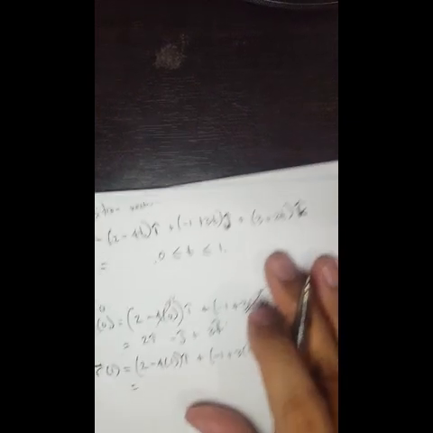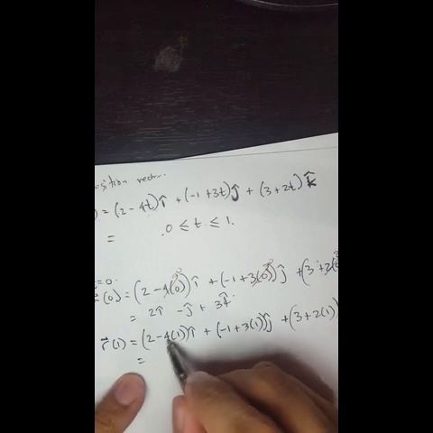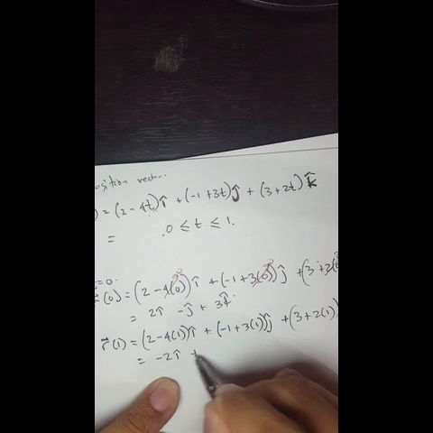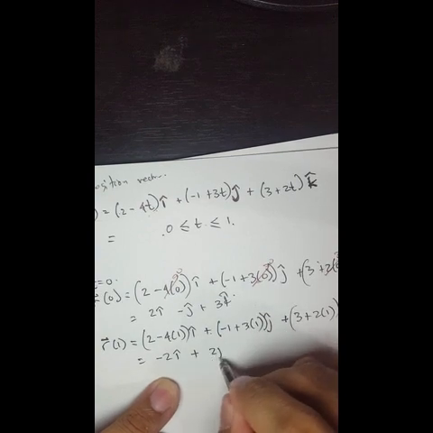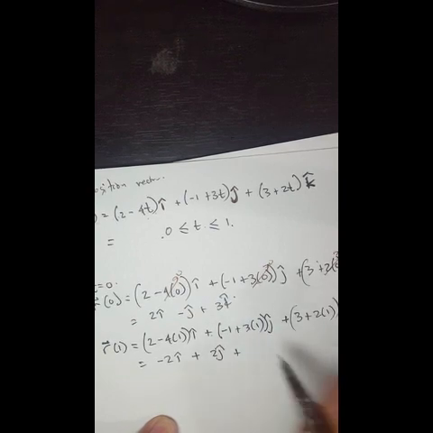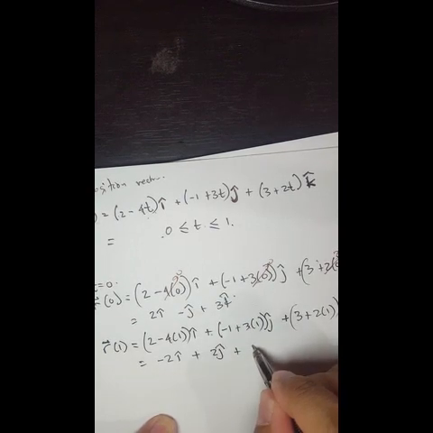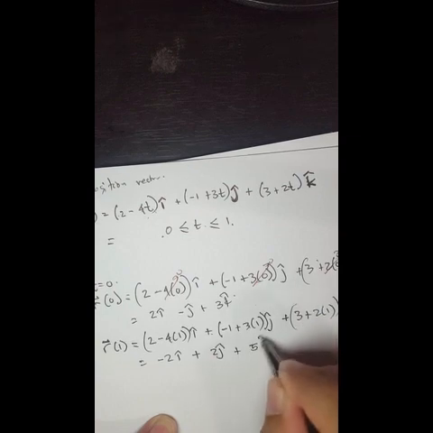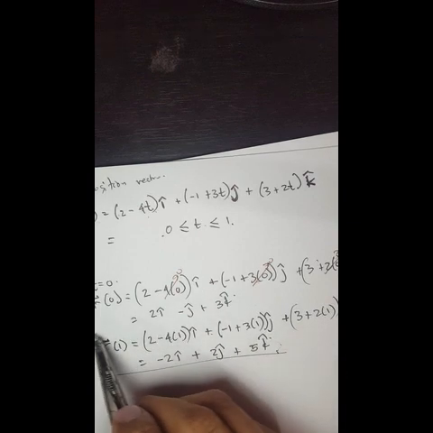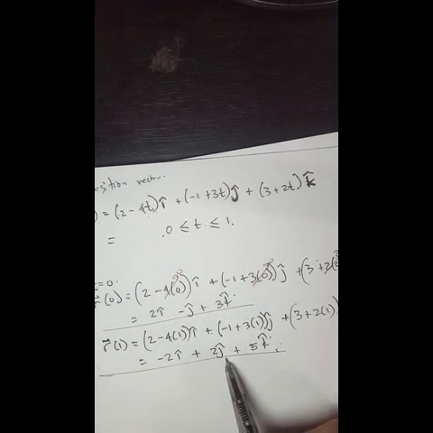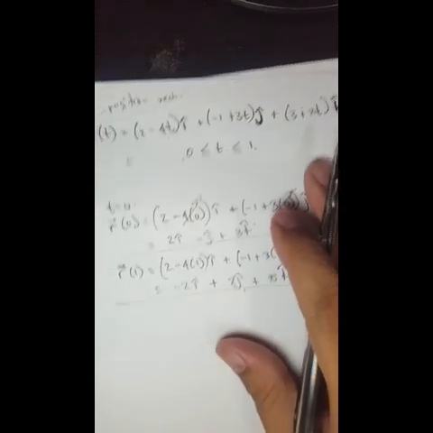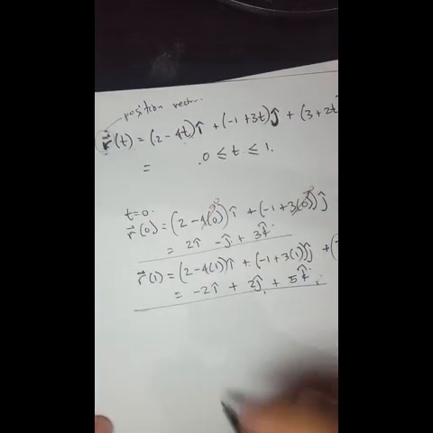Alright, so let's simplify. 2 minus 4 is actually minus 2i. Plus, 3 minus 1, so this is 2j. Plus 3 plus 2, so it's actually 5k. So this is the position at time t equal to 1, and then at time t equal to 0. This is the position. Right, so let's try to plot.